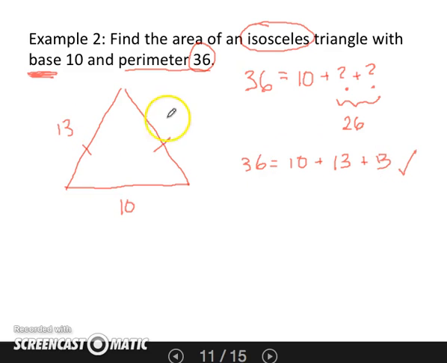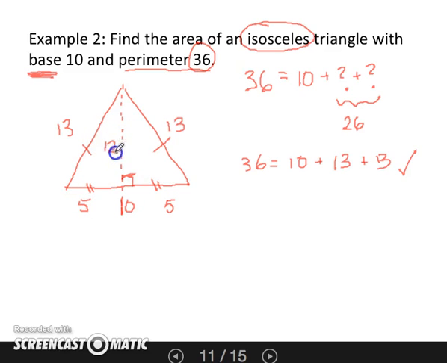Okay, so now that I know the measures of these two sides, I'm going to use the same trick again. I'm going to draw this auxiliary line that's perpendicular to the base. I know now that my 10 can be divided into two equal parts. So I have 5 and 5. Now, the right triangle that I'm seeing here, I'm recognizing as one of those magic Pythagorean triples. You might not have memorized this one, but it's 5, 12, 13.